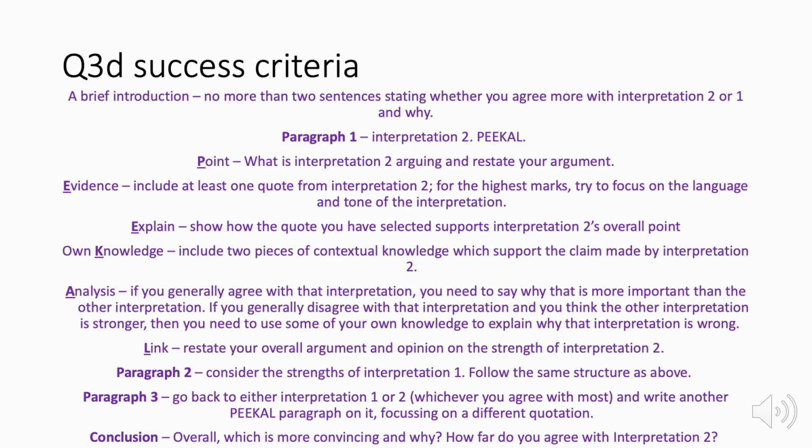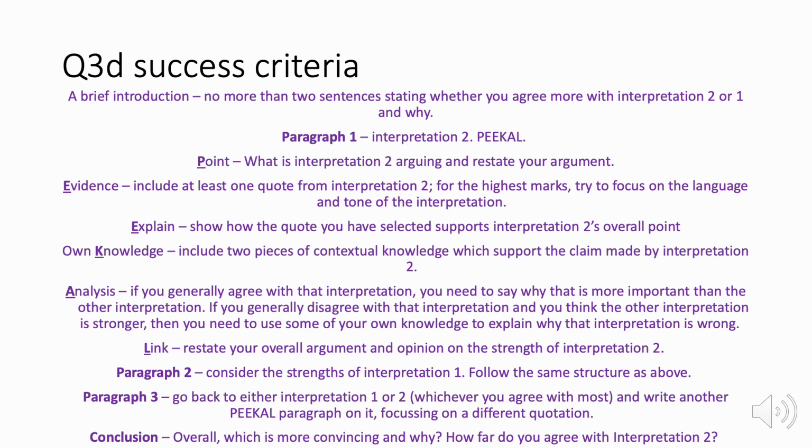Okay. First paragraph is what is known as a PCAL. So you've done your intro, you're now working on paragraph 1. You start with a point sentence, you say, what is interpretation 2 arguing? And then restate your overall argument. I'll show you an example in a second. You then need to give some evidence. So that needs to be a quote. If you do not quote the interpretations, you are capped at, I think it's something ridiculous, like 6 out of 16, if you don't give any quotes at all.